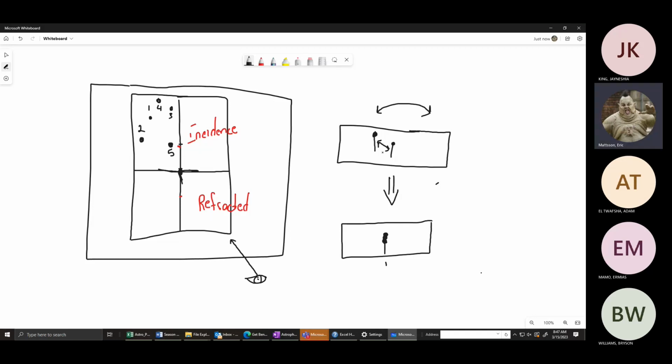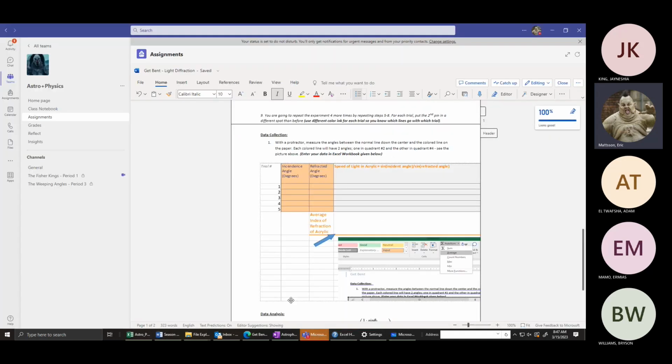So you look through the side and you move the block until those first two pins line up, and then you put the third pin right in front of it so that all three pins look like they disappear behind each other. So it looks like there's only one pin there. And then we just measure the different angles that come out of it. And those angles then go into here.